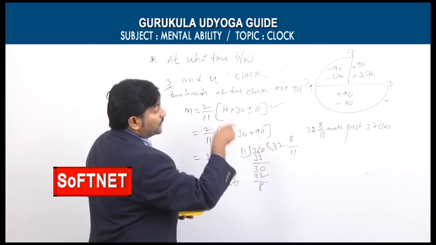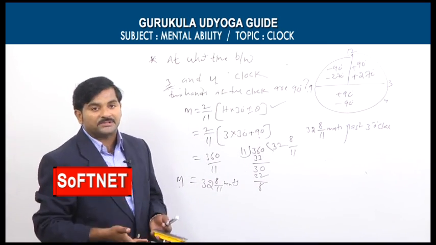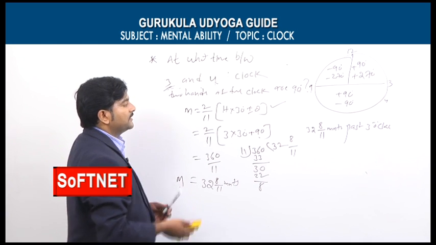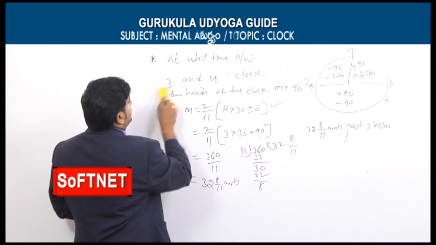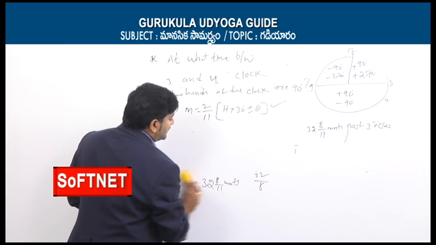And earlier I told you also, exactly at 3 o'clock, the angle between two hands is how much? 90 degrees only. That's why I am getting 3 o'clock. So that is one case. Now similarly, we'll focus on the second part.